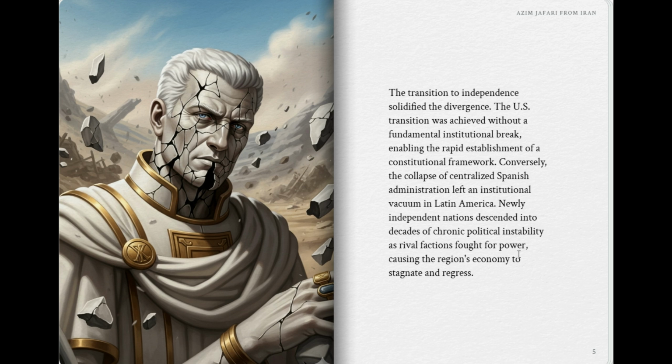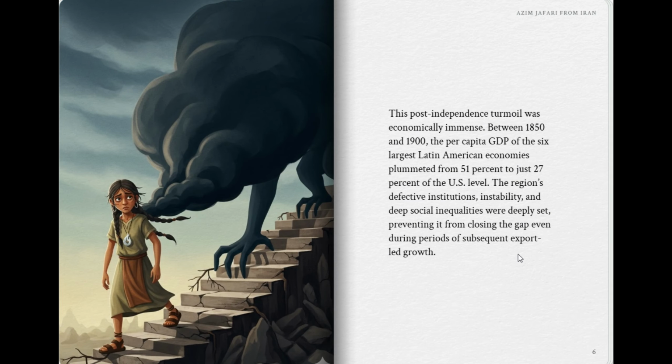The transition to independence solidified the divergence. The U.S. transition was achieved without a fundamental institutional break, enabling the rapid establishment of a constitutional framework. Conversely, the collapse of centralized Spanish administration left an institutional vacuum in Latin America. Newly independent nations descended into decades of chronic political instability as rival factions fought for power, causing the region's economy to stagnate and regress. This post-independence turmoil was economically immense.